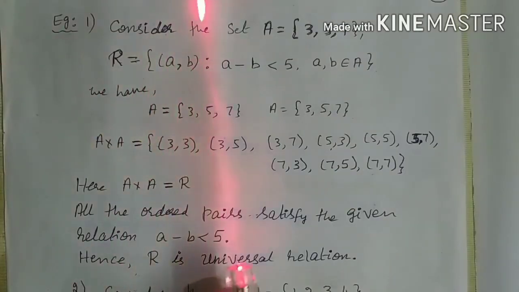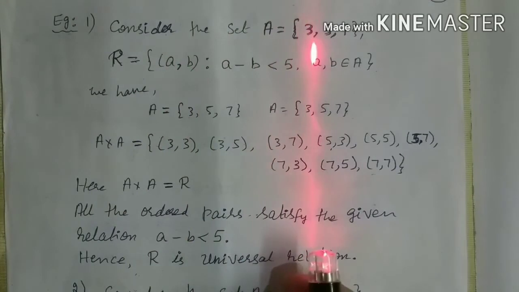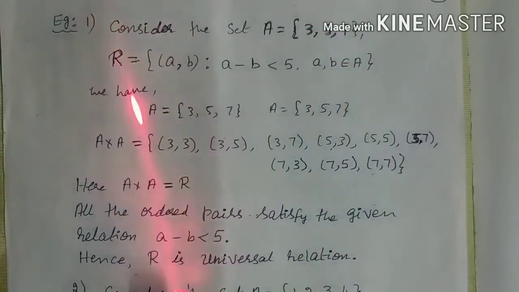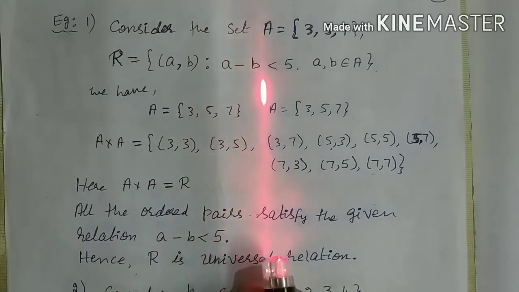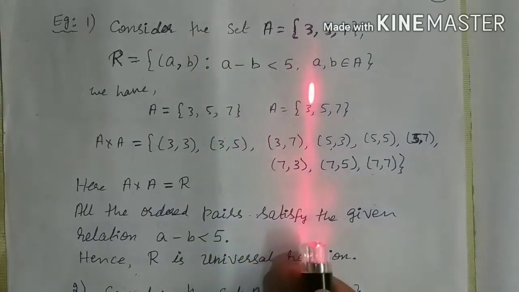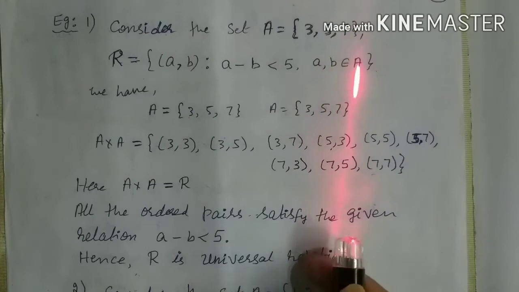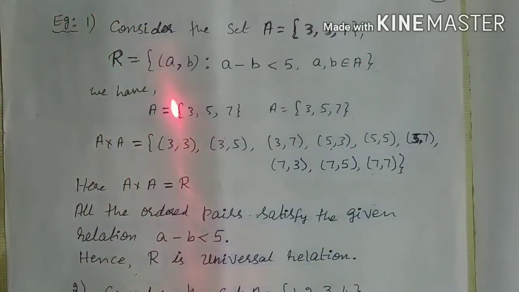Let us consider an example. The set is defined as 3, 5, 7 and the relation is defined by (a, b) such that a minus b is less than 5, where (a, b) belongs to A. So we have A equals 3, 5, 7. Let us find A into A. So you will get (3,3), (3,5), (3,7), (5,3), (5,5), (5,7), (7,3), (7,5) and (7,7).